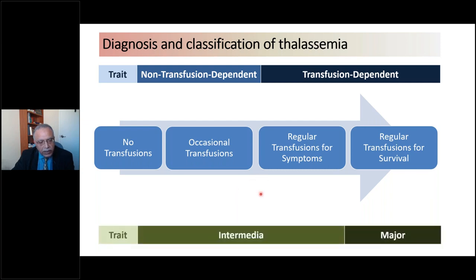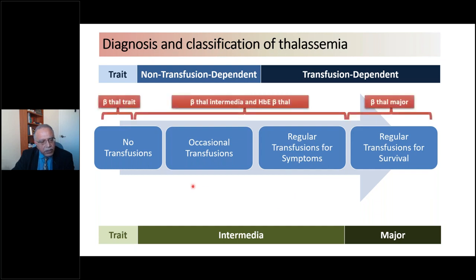The more traditional way has been to look at thalassemias as either intermediate or as major. And in this traditional classification, the word thalassemia major is often used for the prototypical infant who is born, or soon after birth will develop severe anemia, and will require transfusions for survival within the first year or 2 years of life. Everybody else gets classified as thalassemia intermedia, but many of those patients would then require transfusions for symptoms.